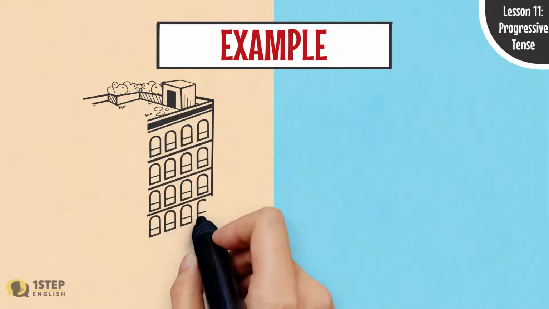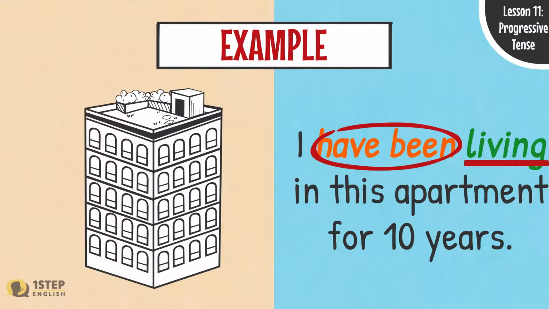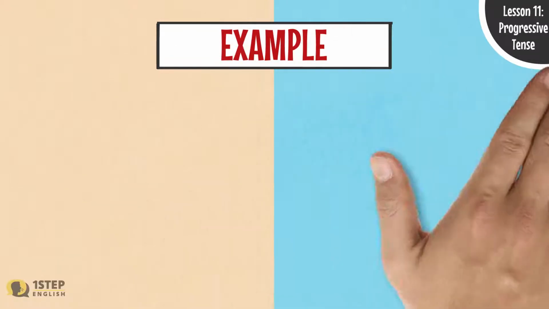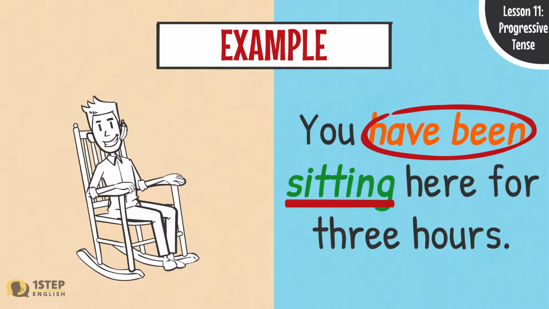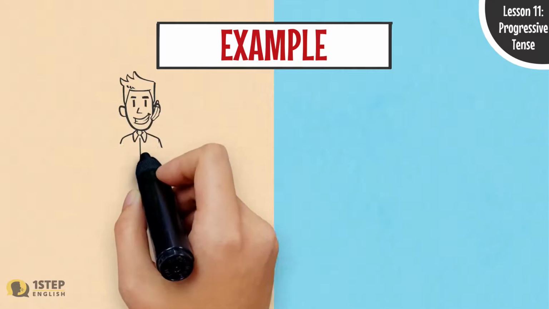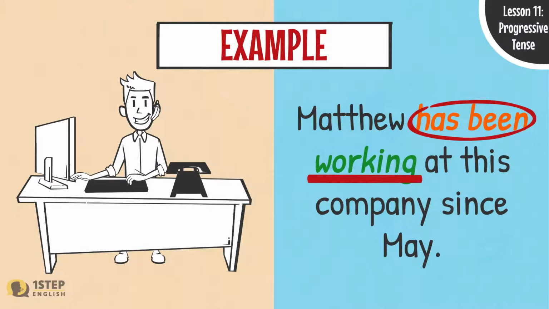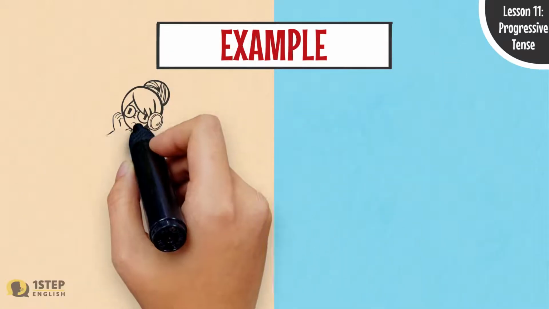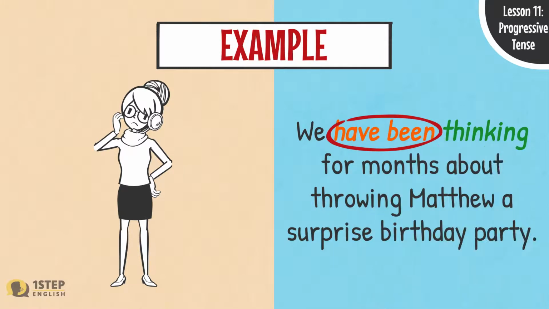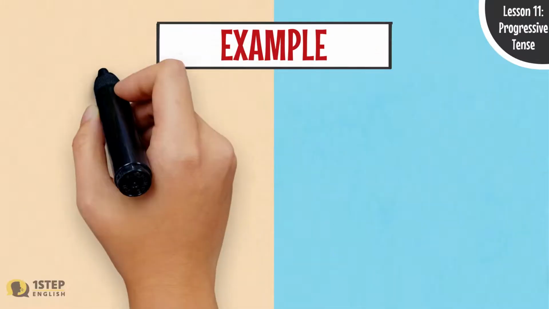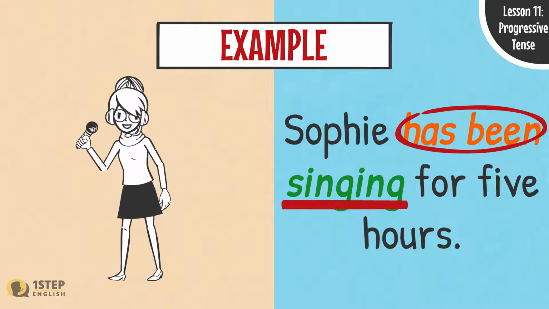For example, I have been living in this apartment for 10 years. Have been living. You have been sitting here for 3 hours. Have been sitting. Matthew has been working at this company since May. Has been working. We have been thinking for months about throwing Matthew a surprise birthday party. Have been thinking. Sophie has been singing for 5 hours. Has been singing.